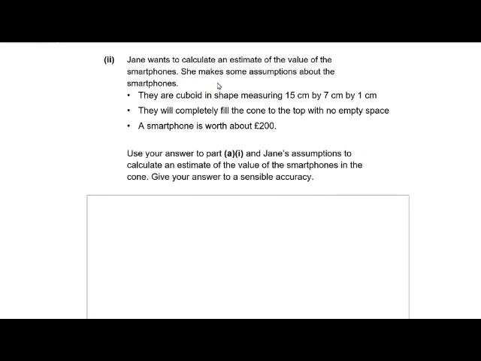value of smartphones, and she makes some assumptions about the smartphone. She says it's a cuboid of 15 centimeters by 7 by 1. They will completely fill the cone to the top with no empty spaces, and a smartphone is worth around £200. Use your answer for part A1 and Jane's assumptions to calculate an estimate for the value of the smartphones in the cone. Give your answer to a sensible accuracy.